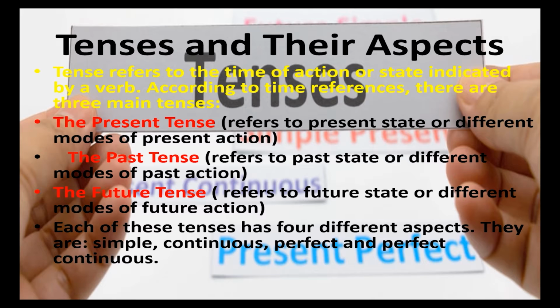According to time references, there are three main tenses. They are present tense, which refers to present state or different modes of present action. Next is past tense. It refers to past states or different modes of past actions. Next is future tense. It refers to future state or different modes of future action. Each of these tenses has four different aspects. They are simple, continuous, perfect, and perfect continuous.